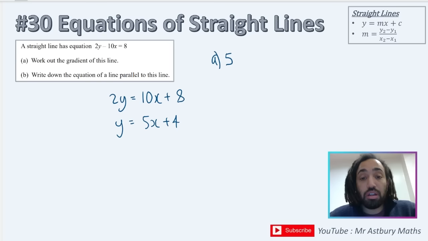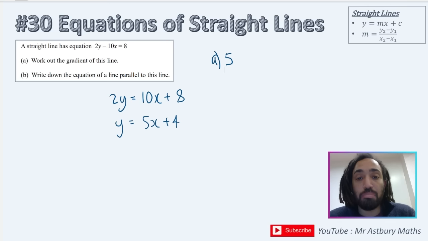Now, top tip, lots of people write 5x for the gradient. That's not correct. It must be just the number, because a gradient is constant on a straight line, so you can't put an x in as well. Unfortunately, you wouldn't get the mark there.